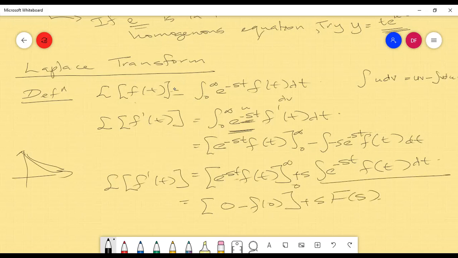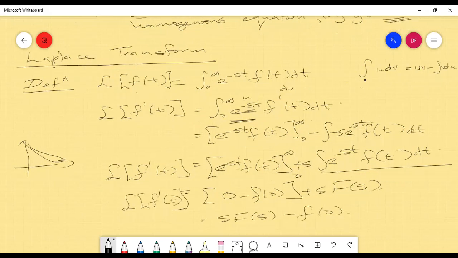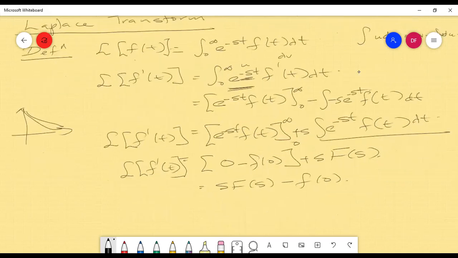So the Laplace transform of the derivative of a function is going to be equal to s F of s minus f of 0. And so the Laplace transform for the second derivative is the integral from 0 to infinity of e to the minus st, and the second derivative replaces f.